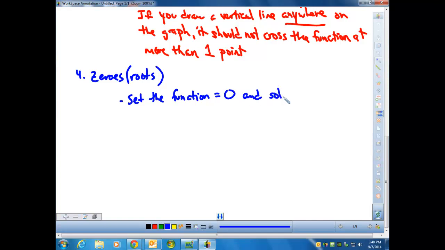And hopefully you can find all of the solutions. Many times there'll be multiple solutions. In fact, there'll be as many solutions as the degree of the equation is. Remember, degree just means what the exponent is.